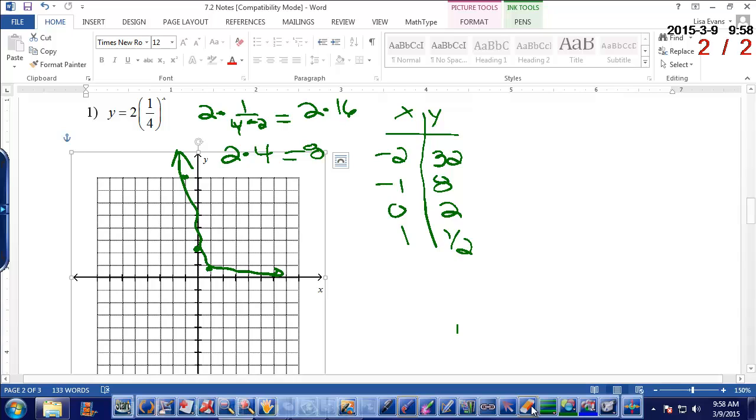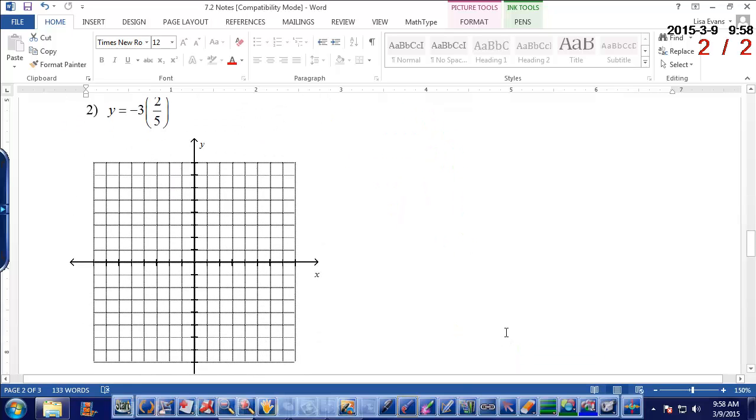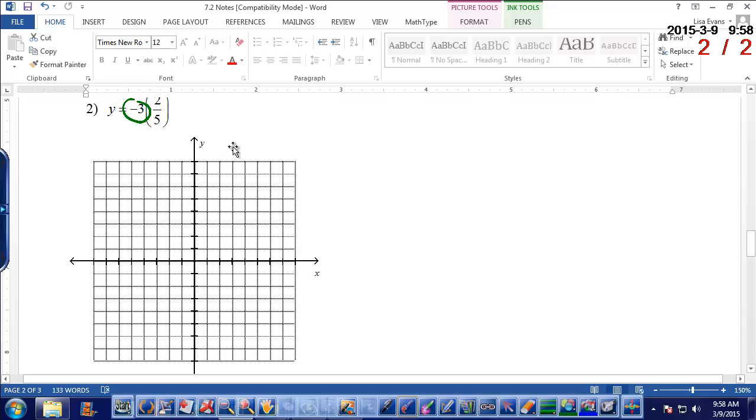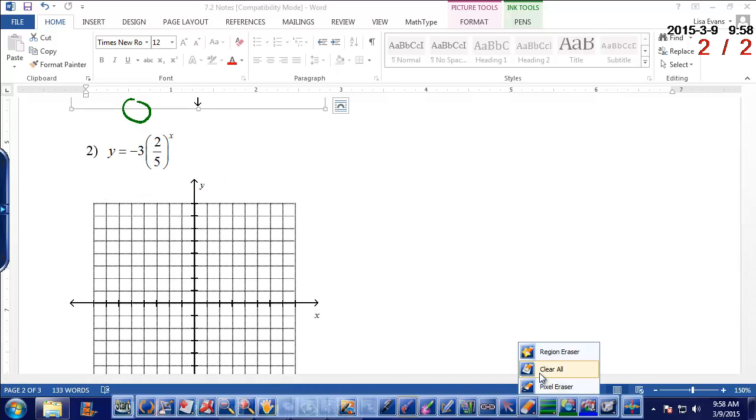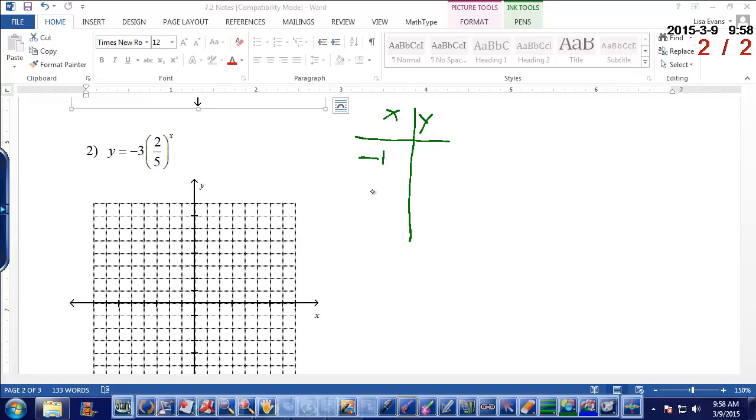Okay, I'm going to do the next one with you because this again is a unique situation like we had in yesterday's notes. So notice I have a -3 on the outside. We're going to go ahead and pick points to plug in. I'm going to just do -1, 0, and 1 this time. Okay, when I put -1 in, the fraction flips. So I have -3 times 5/2. So -15/2 is -7.5. Plug 0 in, so I get -3 times 1 is -3. Plug 1 in, so I get -6/5, which is -1.2 about.